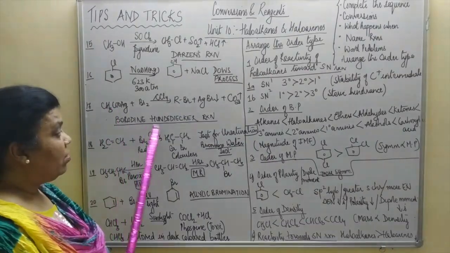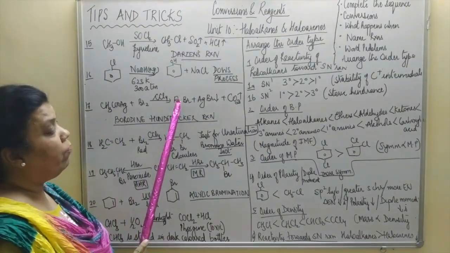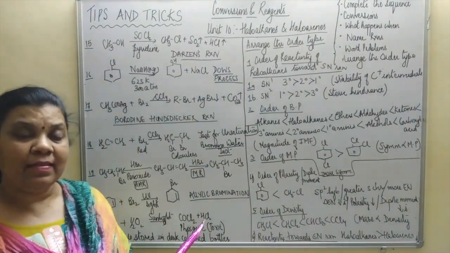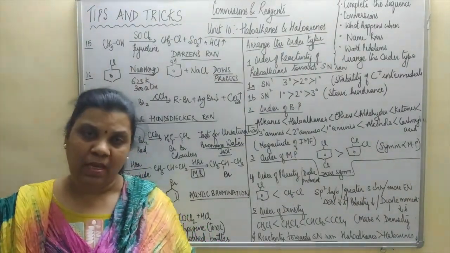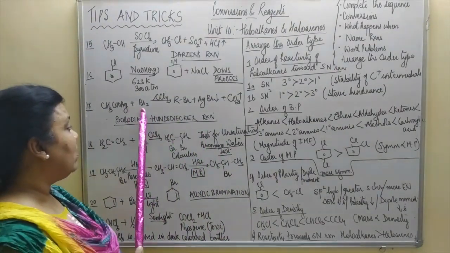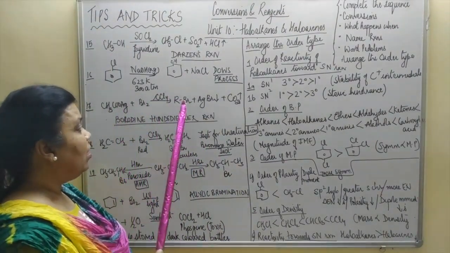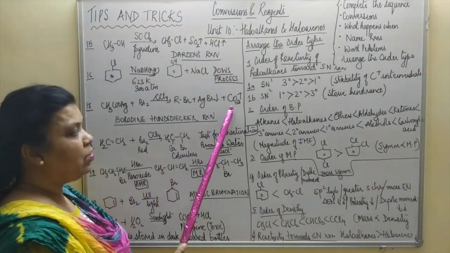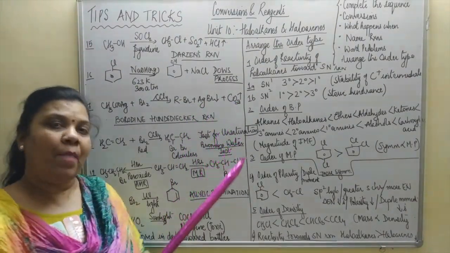Next is another important name reaction, formation of bromoalkanes from silver salts of carboxylic acid by treating them with bromine. So when silver salts of carboxylic acid are treated with bromine, then you get bromoalkanes along with the precipitate of AgBr and CO2 gas being evolved as the byproduct.